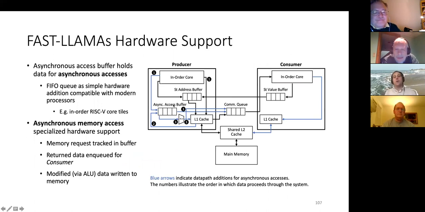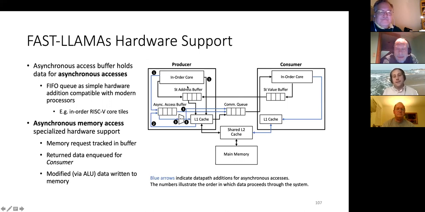Now, what we have to have is this asynchronous access buffer. This is the only really complicated hardware component, where the in-order core sends the asynchronous access buffer an address, and this buffer is in charge of going to the memory hierarchy and loading that result and then sending it over to the consumer. That's a pretty simple hardware component though. It's basically a simple load unit and it actually doesn't end up causing that much complexity to this design.